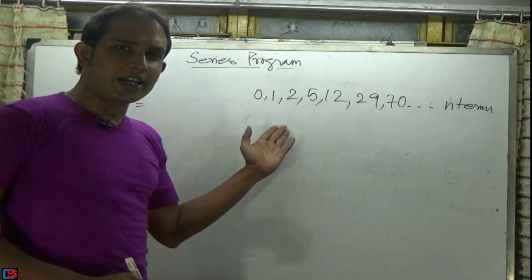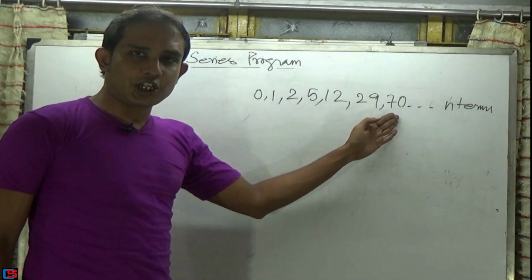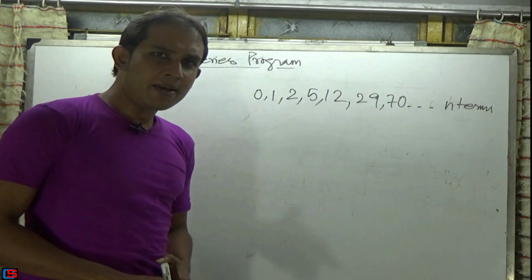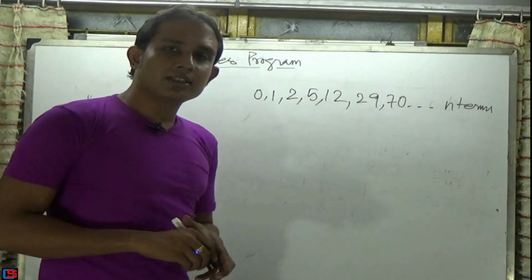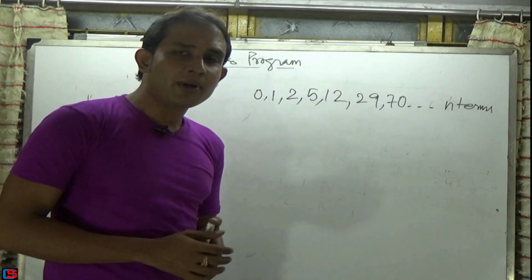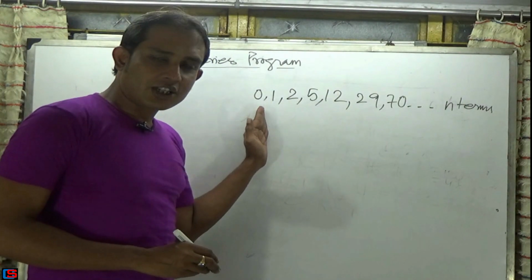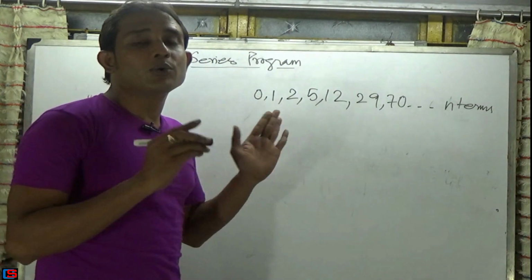Now come to the next series: 0, 1, 2, 5, 12, 29 and 70. This series is basically known as the Pell series. In this Pell series, the next term is generated by adding the first value with the second value multiplied by 2.